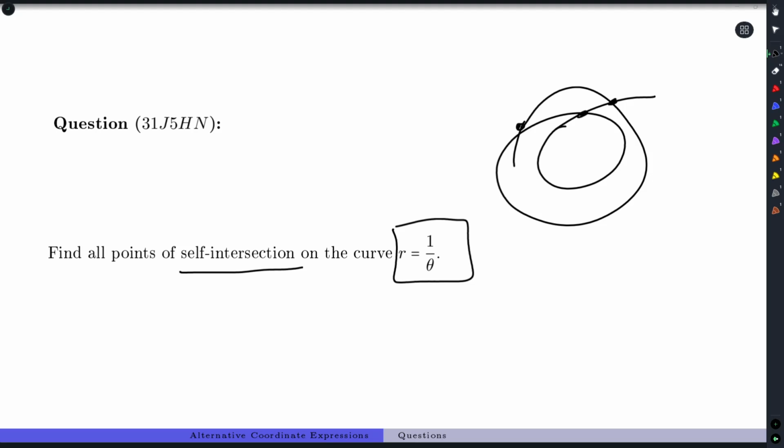There might be no points. There might be tons of points. There might be infinitely many points. We need to find ways to express them. Okay, so let's hop on over.